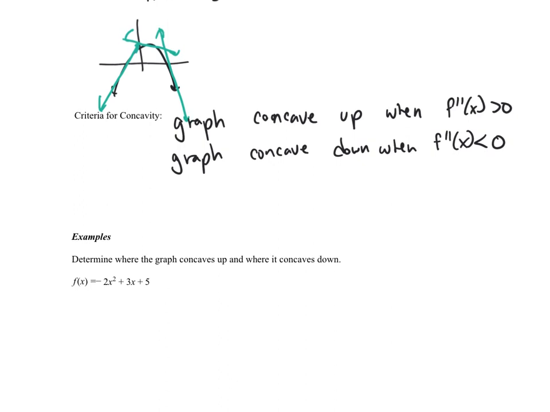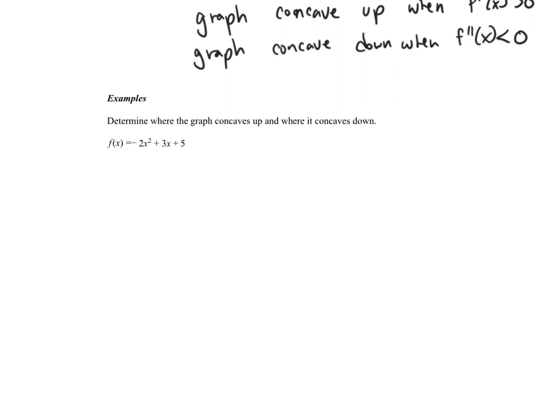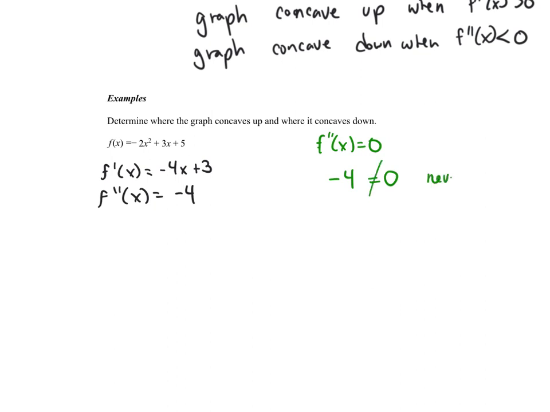So we'll look at an example where we have this graph. This is a parabola, negative 2x squared plus 3x plus 5. The first thing is I'll find two derivatives. The first derivative is going to be negative 4x plus 3, but our second derivative just becomes negative 4. So when I'm trying to find where the second derivative equals 0, we're essentially figuring out where negative 4 equals 0. Well, that's of course never true.